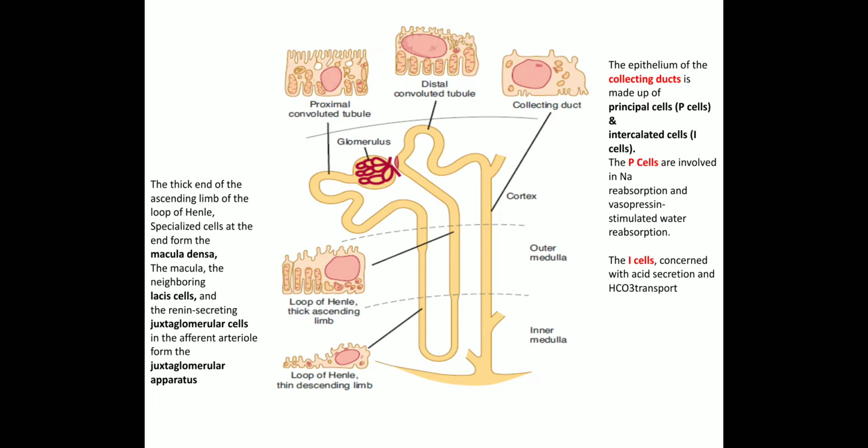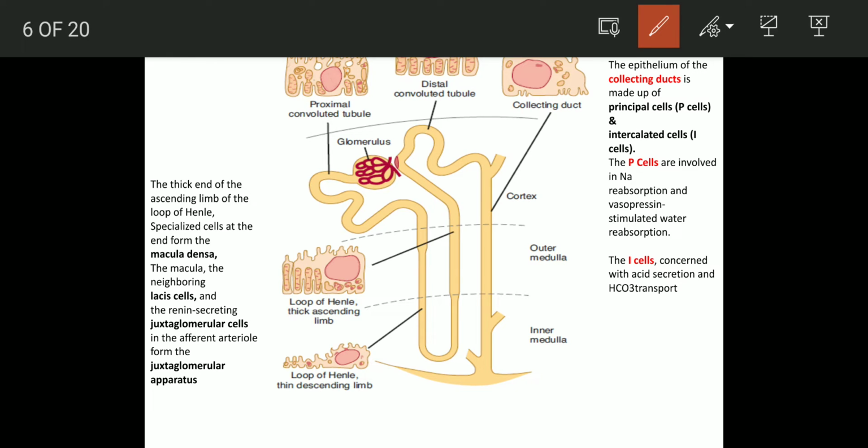If we discuss here, this is the histological aspect. Suppose I am taking one of the cells here, the thick ascending loop of Henle. This diagram I have taken from Ganong, and the previous diagrams were from G.K. Pal. If we are discussing this thick ascending loop of Henle, we can see that there are specialized cells. These are called the macula densa, and these have neighboring cells which are the Lacis cells.